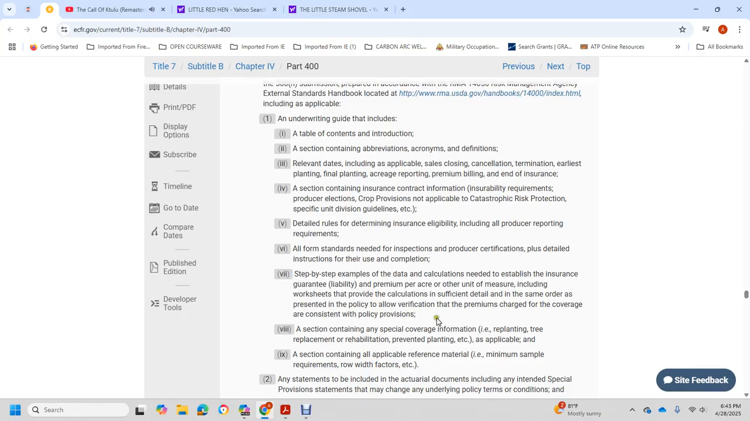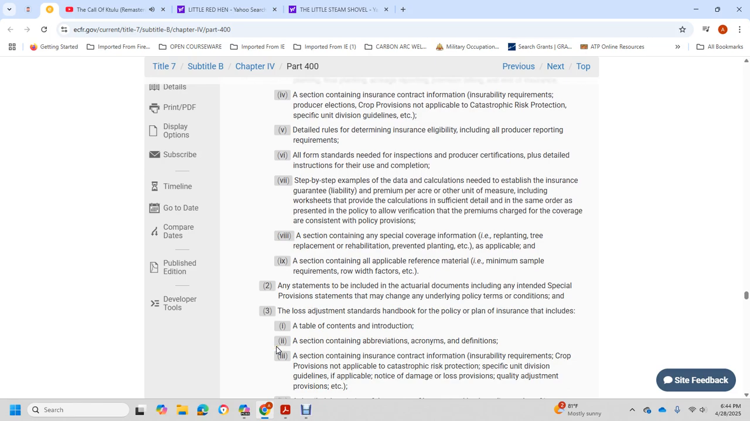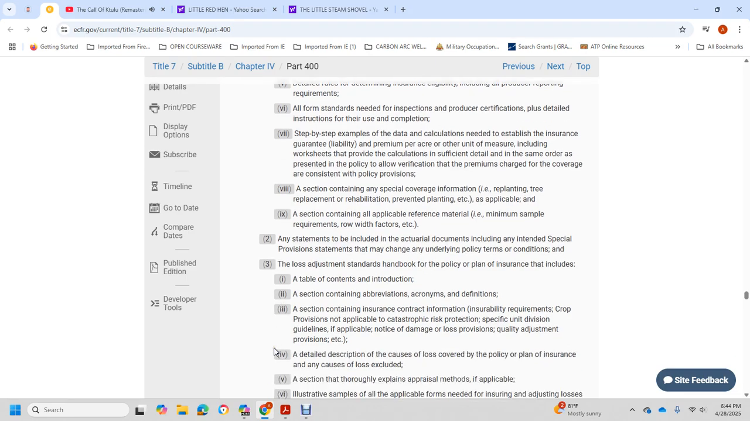Section containing special coverage information on replanting, tree replacement, rehabilitation, and prevented planting, as applicable. The section containing all applicable reference material, with the minimum sample requirement of the row width factors. Any statement to be included with the actual documents, including the intent, the special provision statements of the main chain with the underlying policy, the terms and conditions of the loss adjustment, and the handbook for the policy and plan of insurance, including the table of contents and the introduction section containing the abbreviations, acronyms, and definitions.